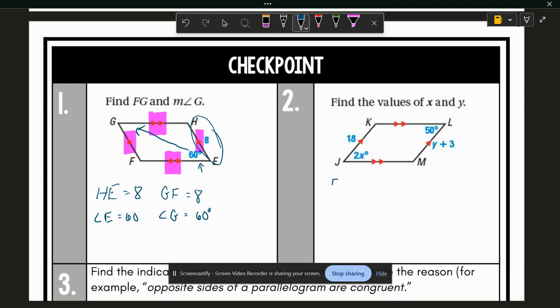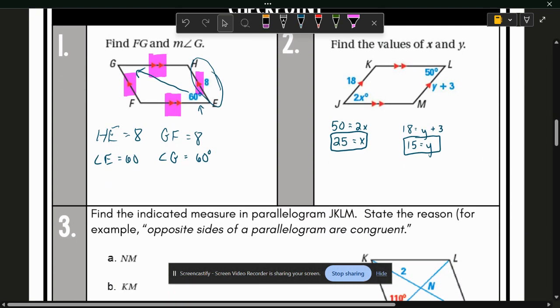Good. So 50 equals 2X. So then X is equal to 25. Since those are opposite angles, that means that those two angles are congruent. What about Y? 18 equals Y plus 3. Good. So 18 is equal to Y plus 3. Those are opposite sides, meaning they're congruent. And Y is equal to 15. Questions so far? All right, not too terrible.